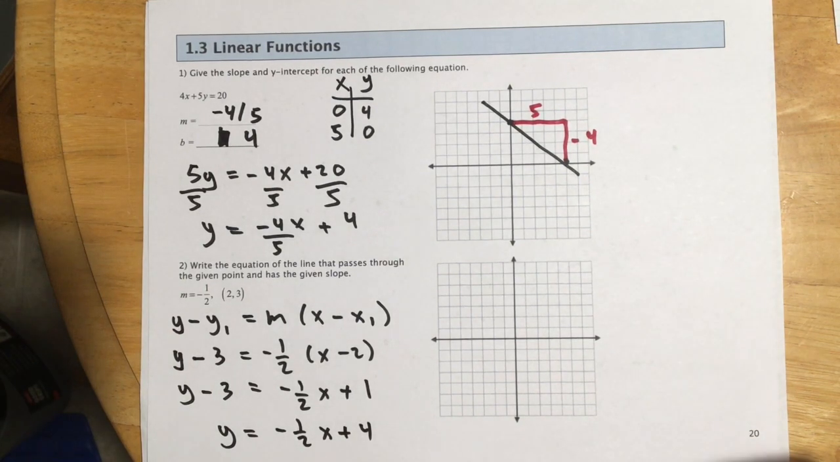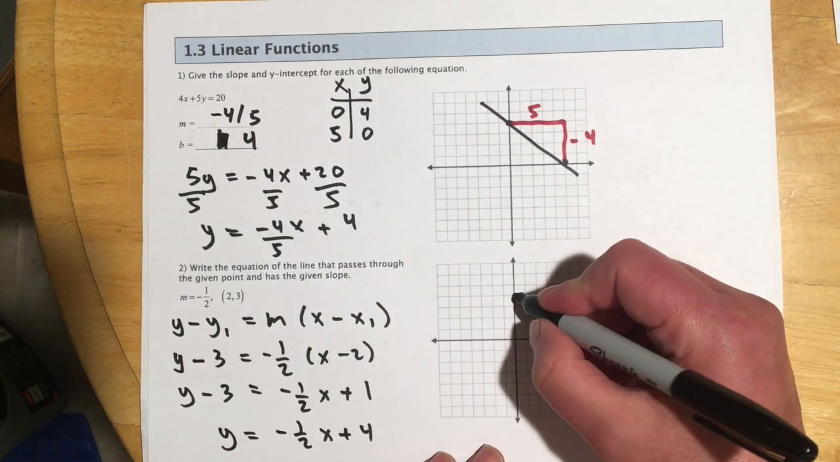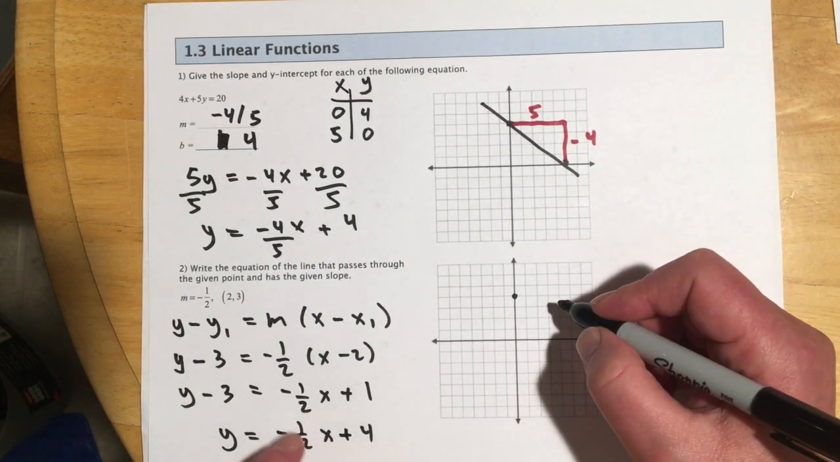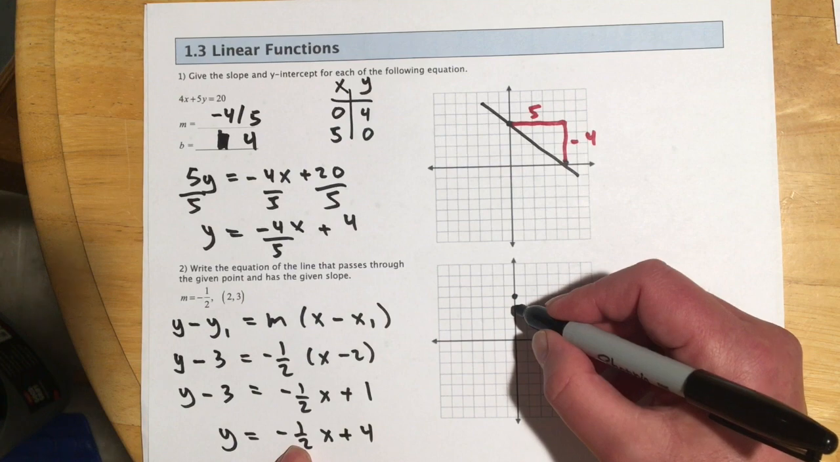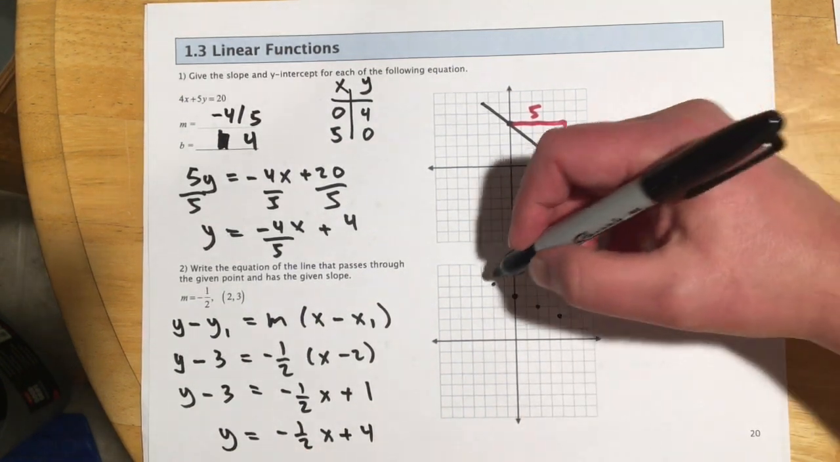And then for graphing, I could make a table, or I could just use the intercept and the slope, which I think I will do. So this one's going to drop 1 and then run 2. So down 1 and over 2. So it should look kind of like that.